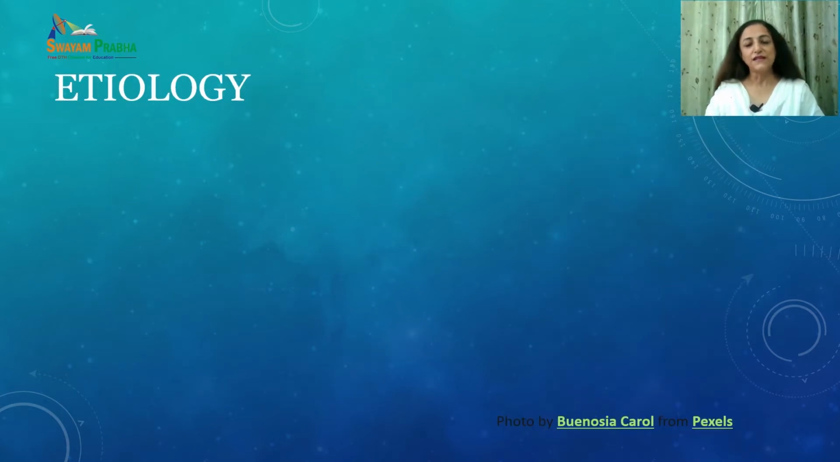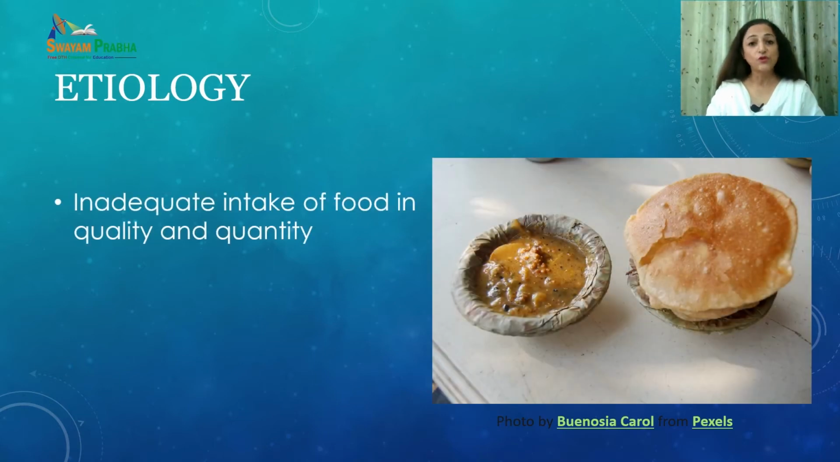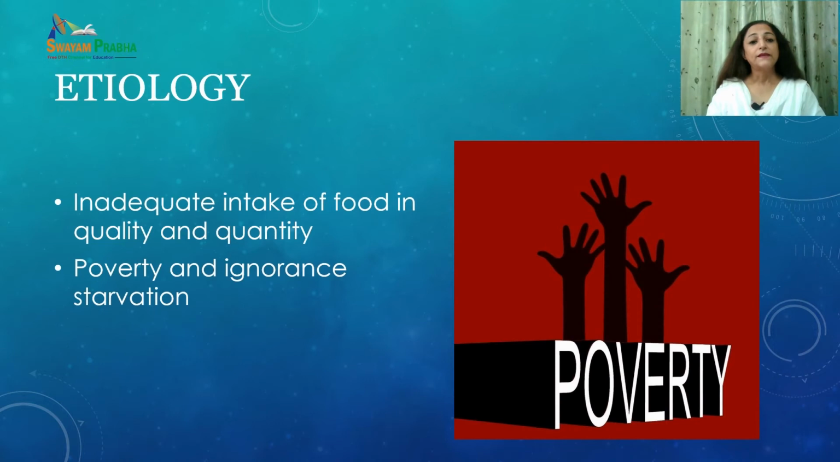So let's study what is the etiology, or what are the causes of underweight. The first and foremost cause of underweight is inadequate intake of food, which is poor in quality or poor in quantity or both. And secondly, it could be because of poverty and ignorance, where people cannot afford adequate food, and they are again unaware of what are the cheap or nutritious food alternatives. And along with that, many persons in the deprived societies are actually starving.